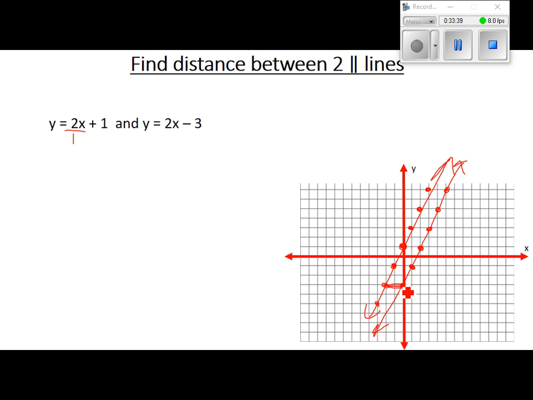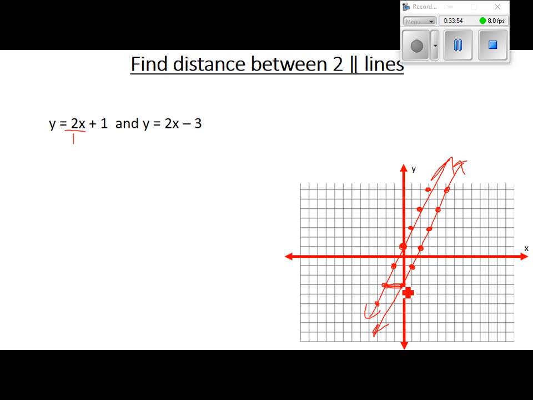If they were both vertical or both horizontal, then you could just count, right? But with them slanted like this, it doesn't work. So we need to be perpendicular. We need this to go over there perpendicular somewhere through here.